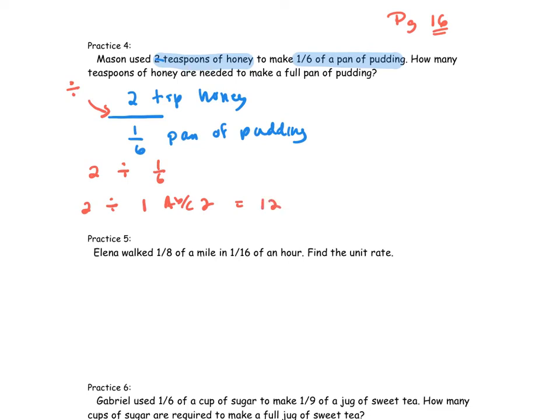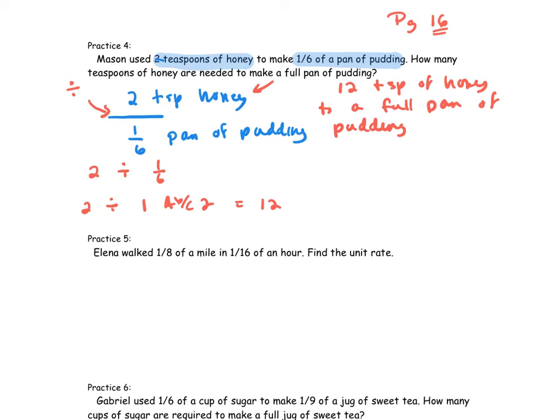So let's put meaning to that. So what we've found is that it takes 12 teaspoons of honey to make a full pan, which is 1 pan, of pudding. So we answered the question. So if you do not have a calculator, here's what you're going to need to do.